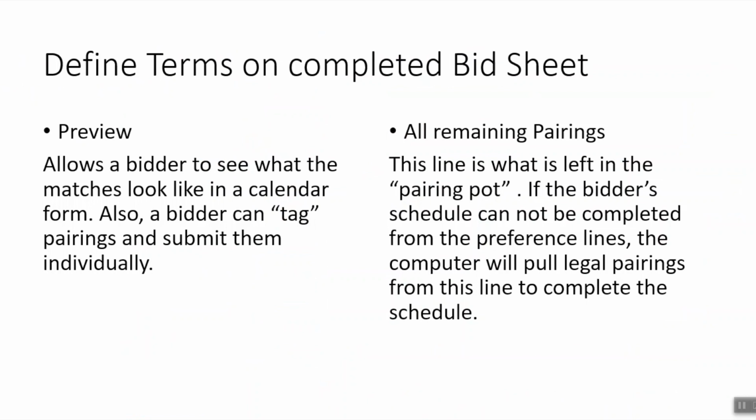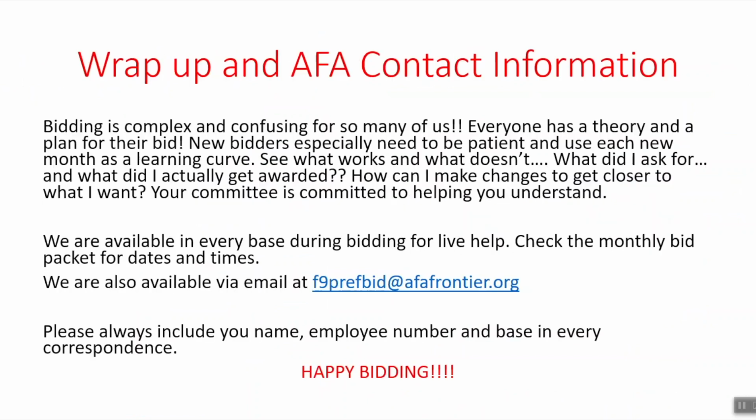All remaining pairings is always the final line of the final bid sheet of everybody's bid. If the system gets to all remaining pairings before it has assigned you enough credit to meet thresholds, you will get any and all trips that are left, in any way the computer wants to give them to you. In general, you want to avoid having your trips assigned from all remaining pairings. Seldom are the results pretty.